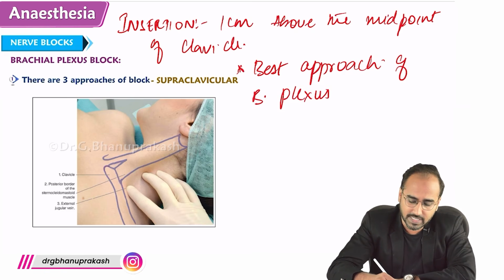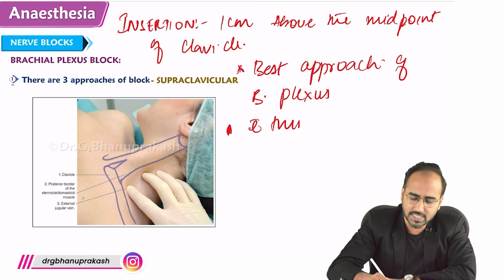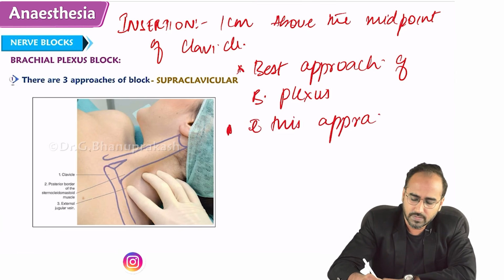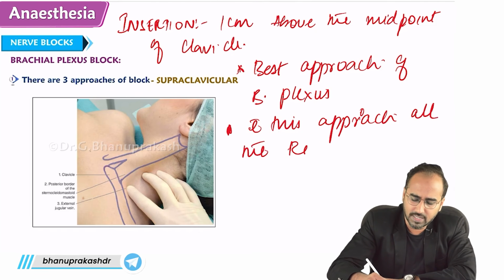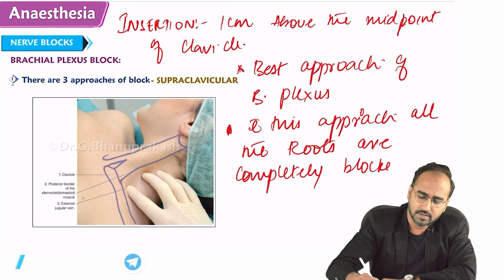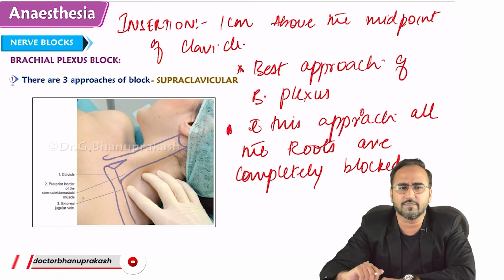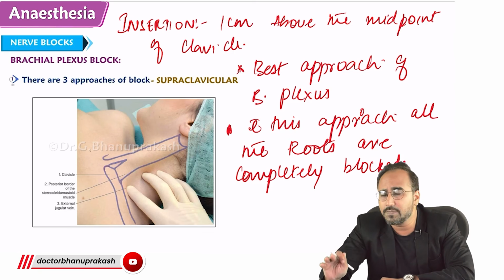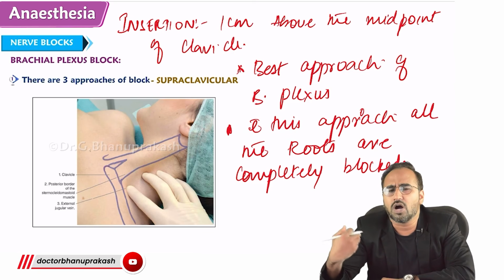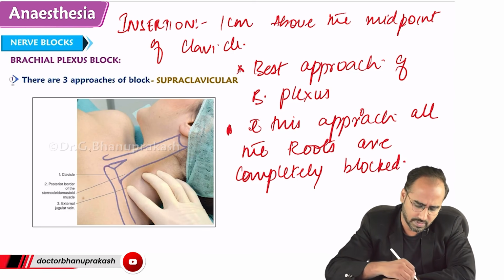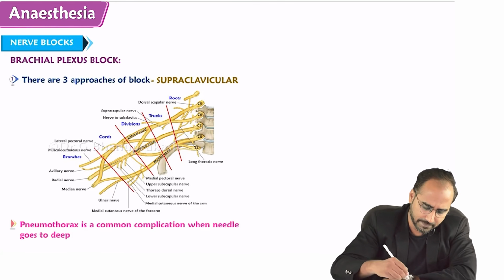Because with this approach, all the roots are completely blocked. That is, C5, C6, C7, C8, T1, everything will be blocked. Hence, it is the best approach. It could be used for what surgeries of the limb? Almost all surgeries of the limb.